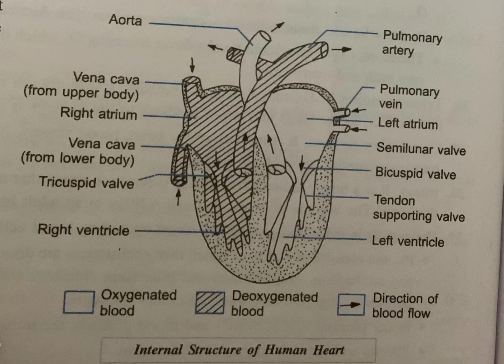Student, in continuation of last class, today's topic is structure of heart. See the diagram of heart. The human heart has four chambers. The upper chamber is the atrium. The superior chamber is atrium, and the inferior chamber is ventricle.